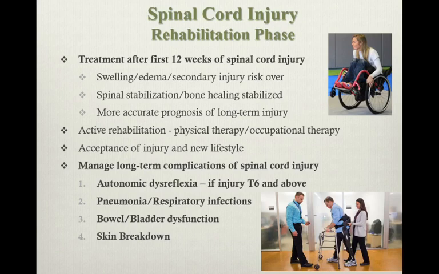Then we're just going to go to the rehab phase real quick. So basically, immobilization, maintaining perfusion, and watching for bowel problems are the highlights and the main points of care for spinal cord patients.